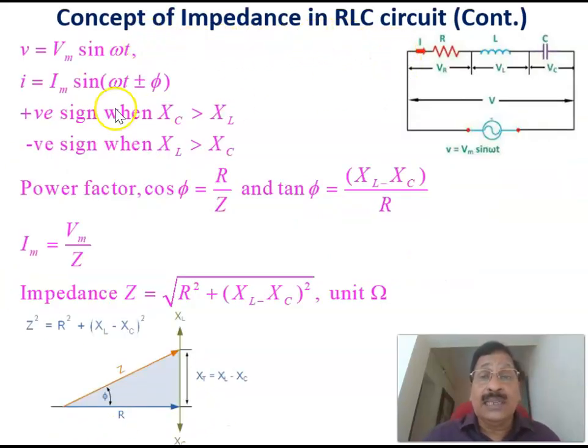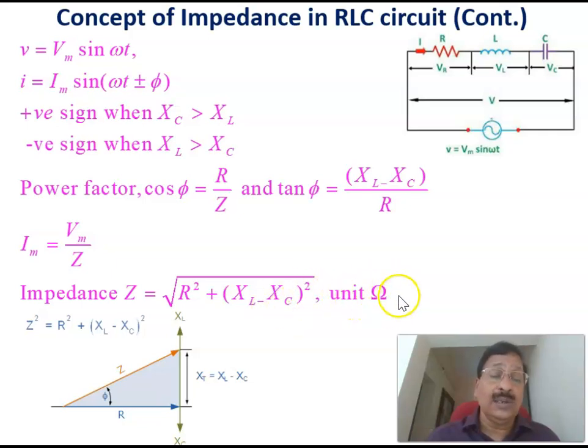Now, the concept of impedance: V equals Vm sin omega t, I equals Im sin(omega t plus phi or minus phi), which depends upon the magnitudes of inductance and capacitance. The plus sign happens when XC is greater than XL, and the negative sign comes when XL is more than XC. For the power factor equal to R by Z, and tan phi equal to (XL minus XC) divided by R, Im, the maximum value of the current, is given by Vm divided by the impedance, which is the square root of R square plus (XL minus XC) whole square.